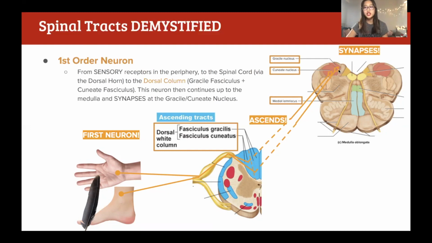So why do I call it a nucleus? Okay, that's my Facebook.